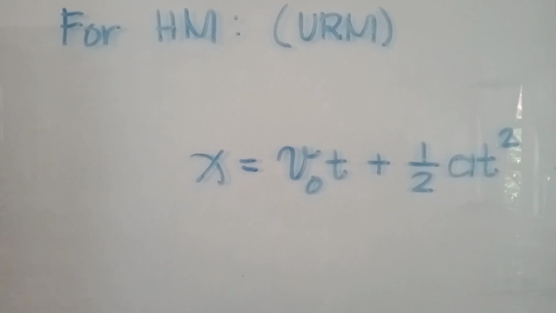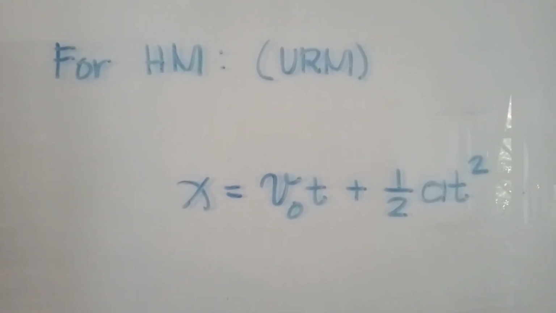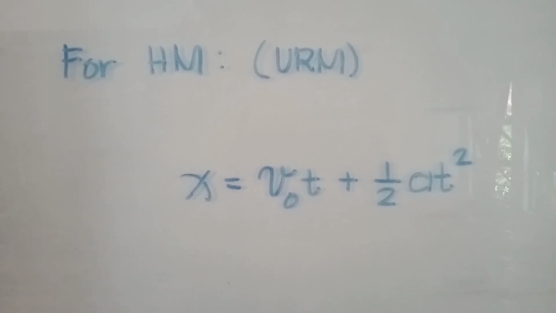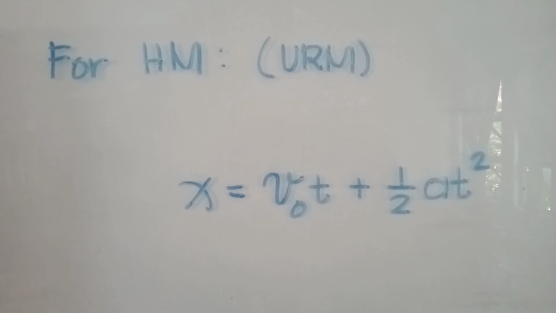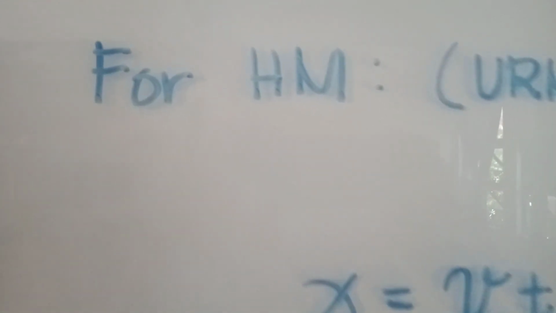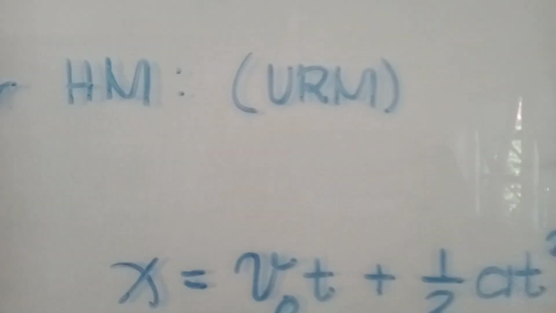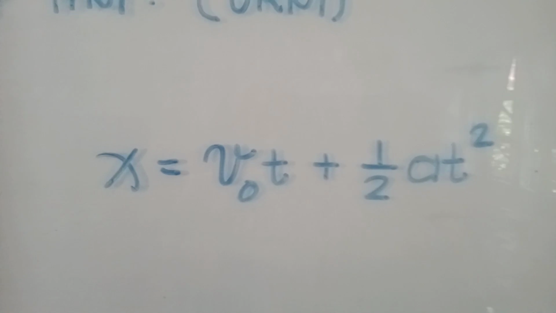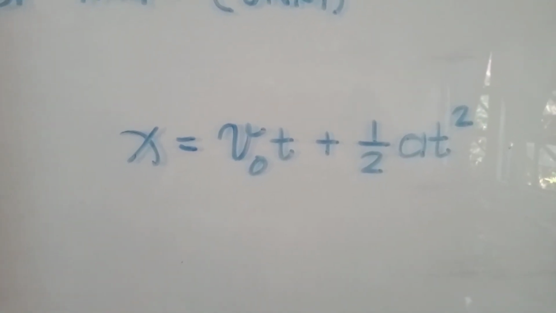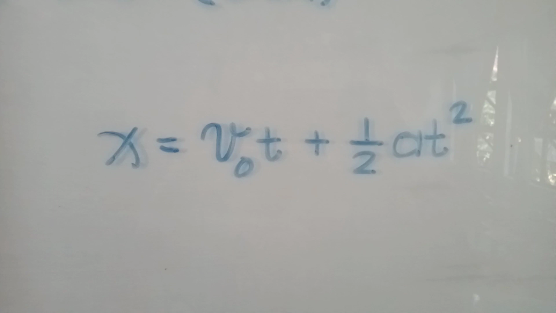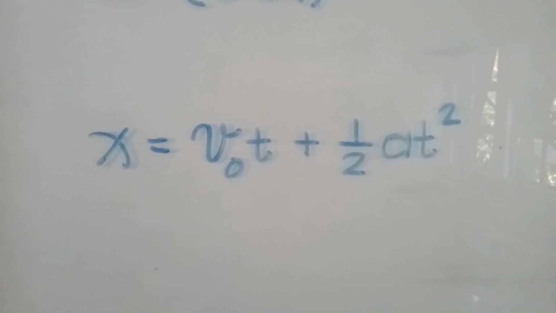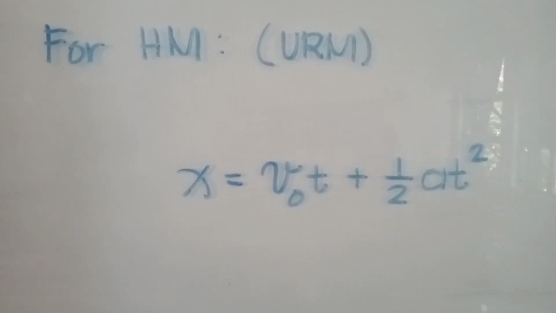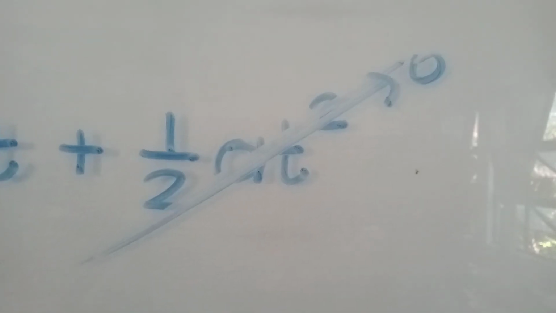Now, the secret in dealing with this type of problem is you need to separate the solution for each of the two components, which is for HM or horizontal motion, which is a uniform rectilinear type of motion. And the only functional equation out of the three is the second equation for kinematics. Now, since the motion is URM, then acceleration is 0.